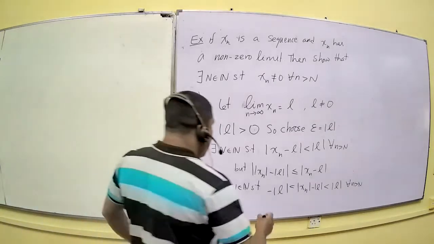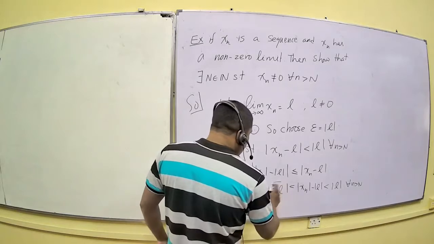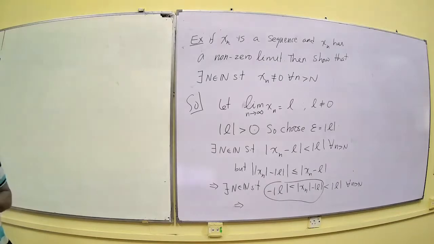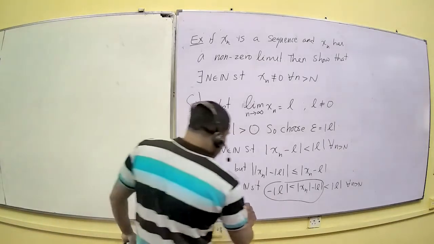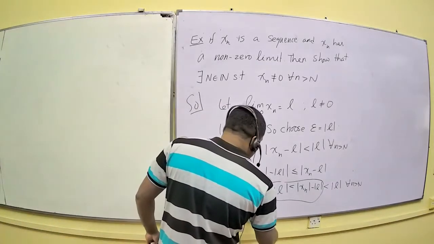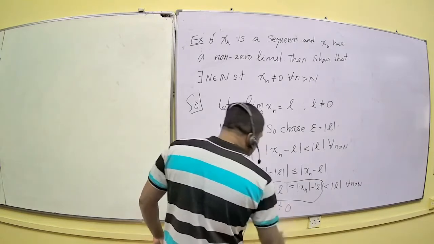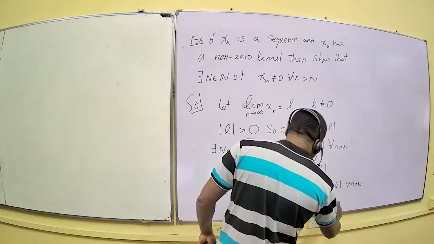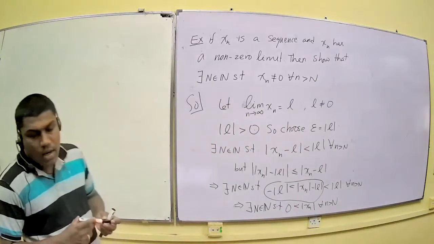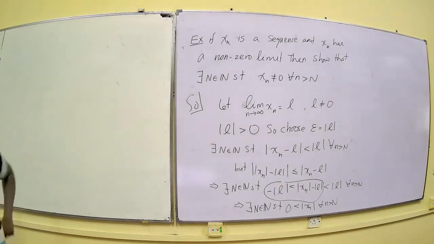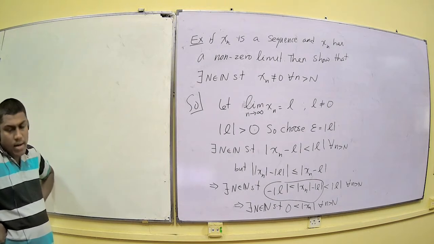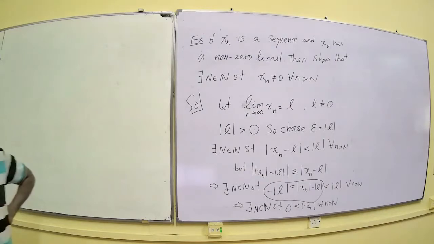Okay, so if you take this part and add the absolute value of L on both sides, you get 0 strictly less than the absolute value of xn for all n bigger than N. So when you take only that part of the inequality, you get 0 less than the absolute value of xn for all n greater than N, for some N.